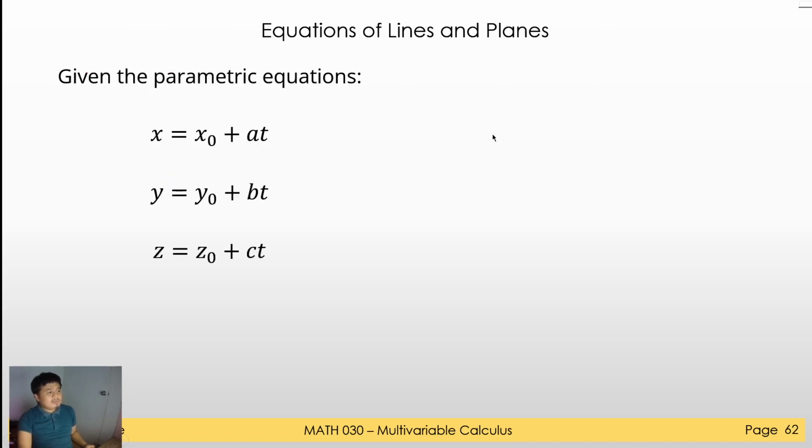Okay, so now we already know the parametric equations that represent our lines. We can actually create another way to represent these linear equations.